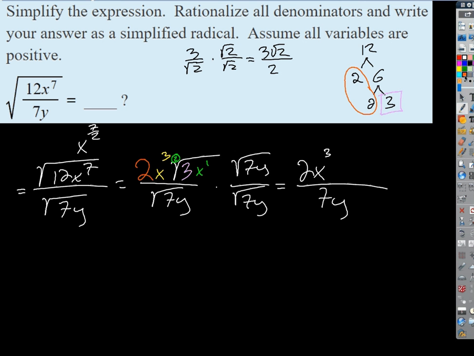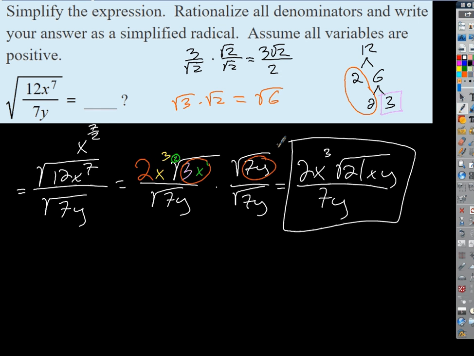If I asked you what's the square root of 3 times the square root of 2, you'd tell me what? Square root of 6. I just multiply this stuff inside the radical together. So I just have to multiply the 3x times the 7y, and what's 3x times 7y? 21 times x times y. The x and the y don't combine, right? So that's my finished product right there.